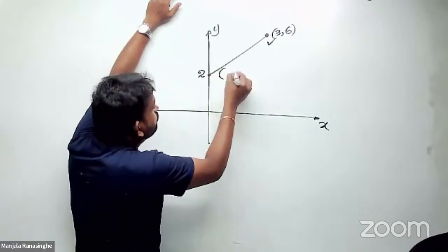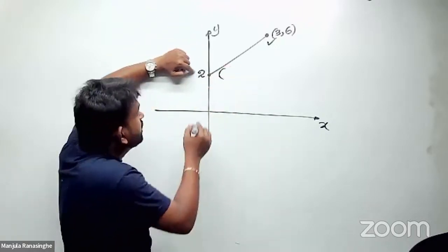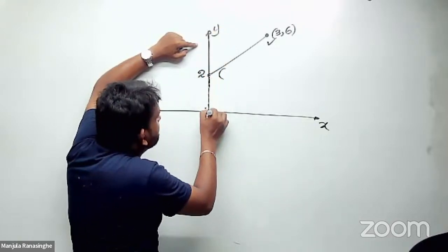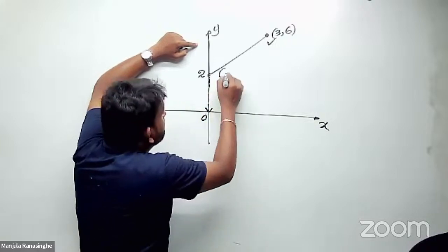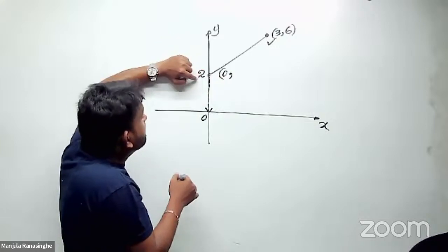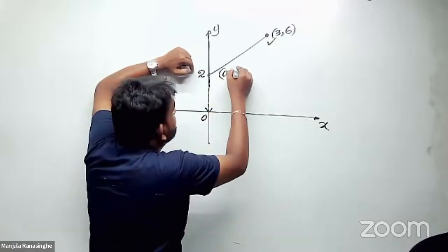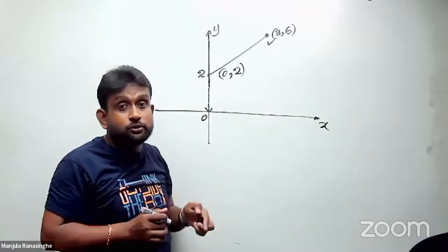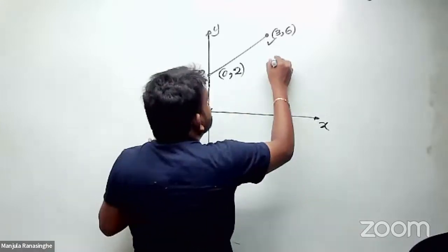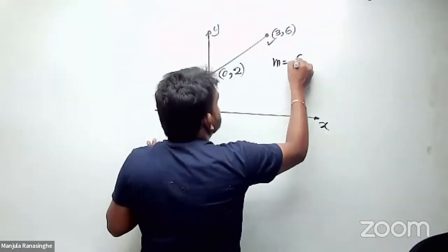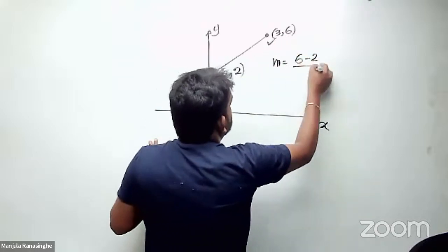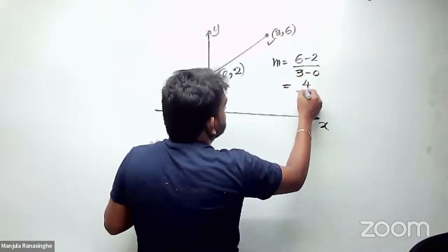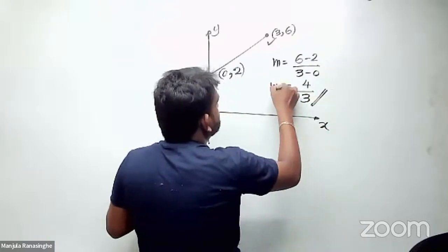But you have to convert this into a coordinate. On the y-axis, the x-coordinate is 0, and the y-coordinate is the y-intercept, which is 2. Now you converted this into the coordinate (0, 2). Now you can find m as y difference over x difference: 6 subtract 2, divide by 3 subtract 0. So 6 subtract 2 means 4 upon 3.